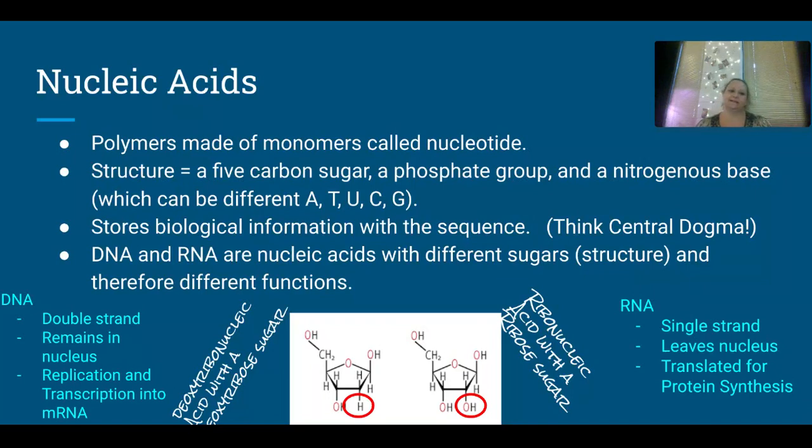All of this is stuff that you learned when you learned about central dogma and protein synthesis. But again, it's based on structure. So the lack of an oxygen changes the entirety of the molecule.